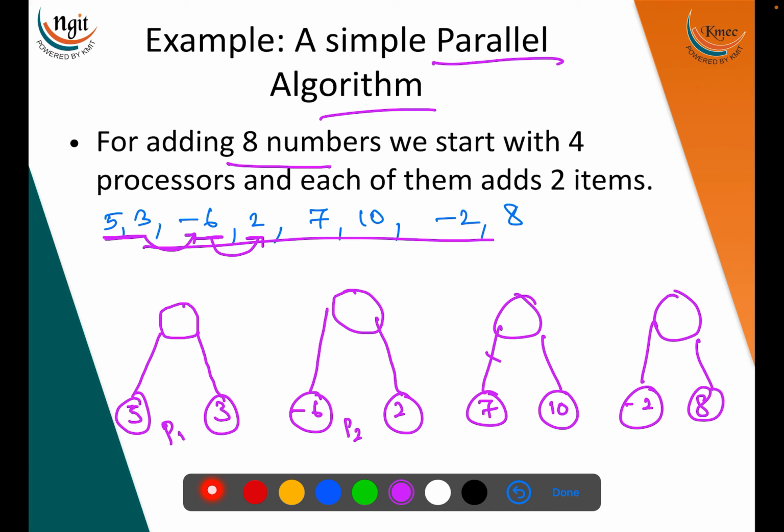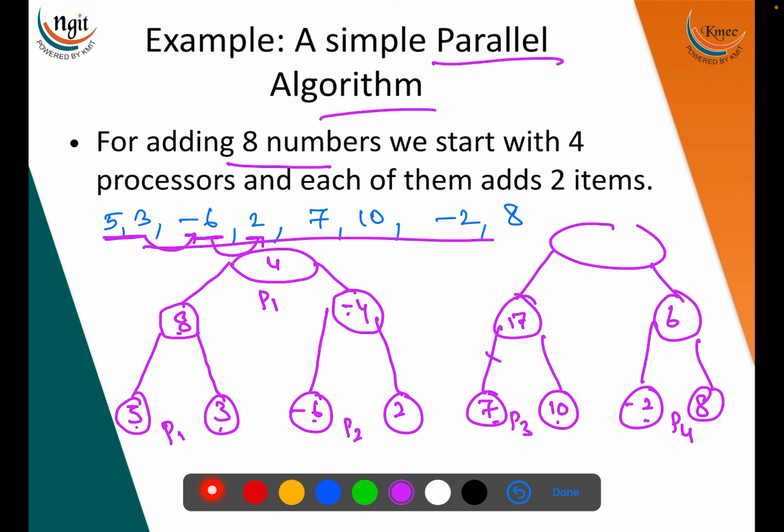So I am going to use 4 different processors, P1, P2, P3, P4, where each processor will take the operation of 2 elements. Now 5 plus 3 is 8, -6 plus 2 is -4, 7 plus 10 is 17, -2 plus 8 is 6. So concurrently or parallelly you did this job, correct? Now again you will be doing the job: P1 will get the result of 4 here. 8 minus 4 is 4. 17 plus 6 you will get the answer of 23.